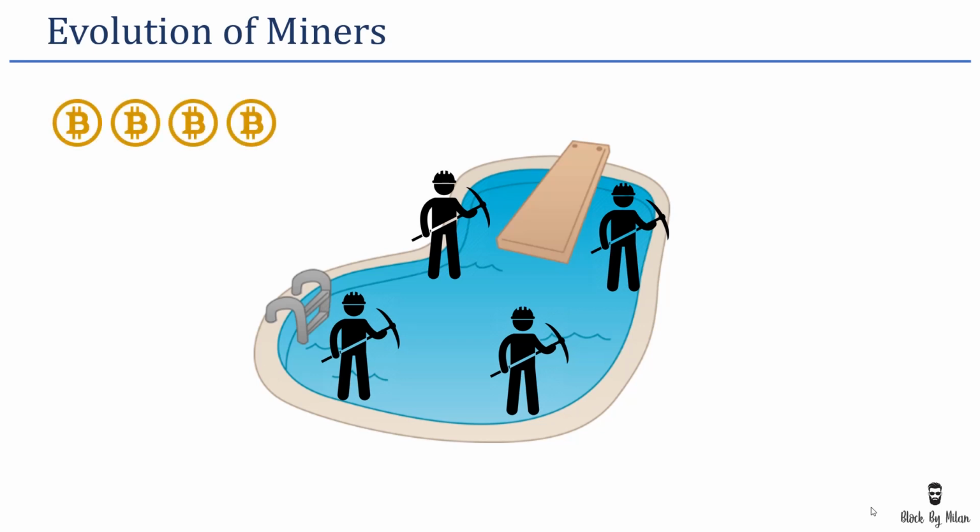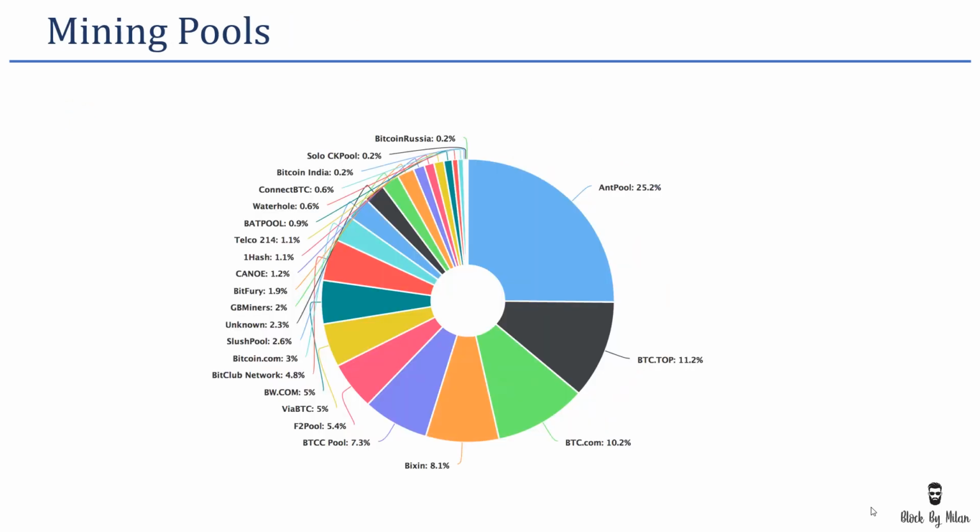So if they get a reward of 4 Bitcoins, those Bitcoins will be shared among them based on the effort and computation power they used for that mining process. So this is how mining pools work. As I mentioned previously, there are so many mining pools around the world. For example, you can see in this image, Russia, India and China have mining pools hosted in their countries, and I think around 60 to 70% of the mining pools for Bitcoin are hosted in China.